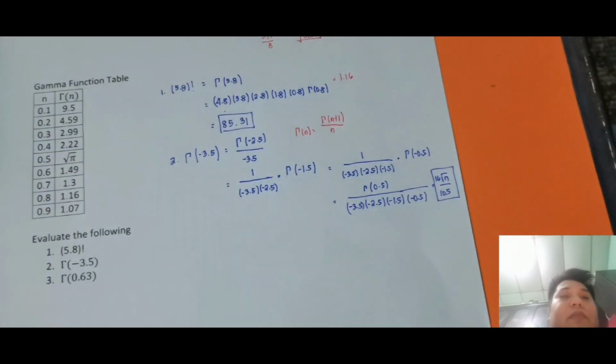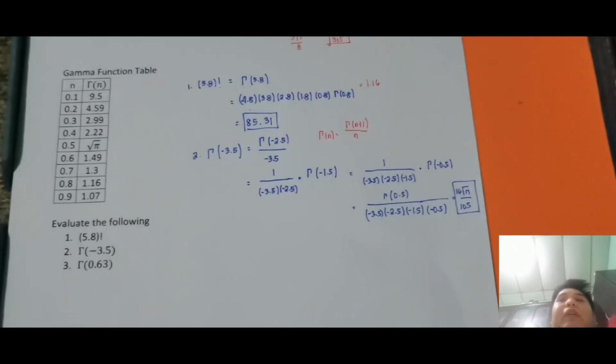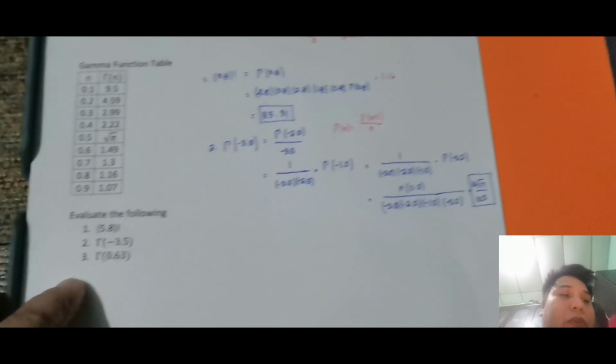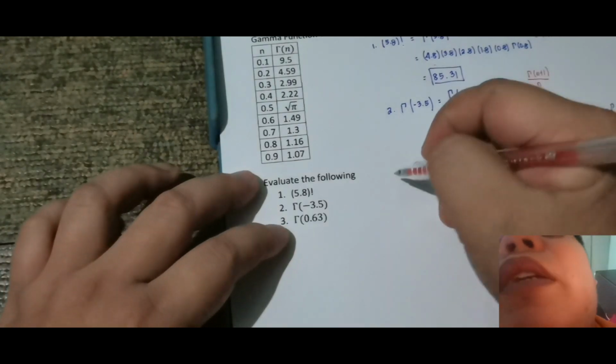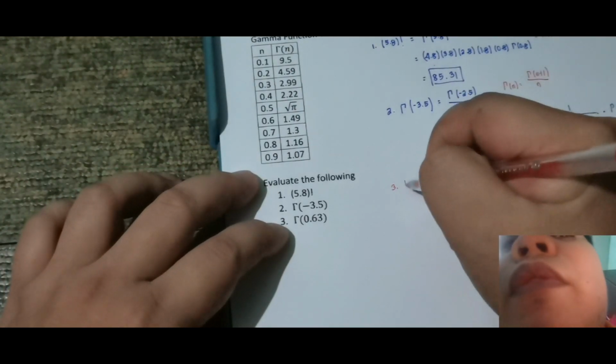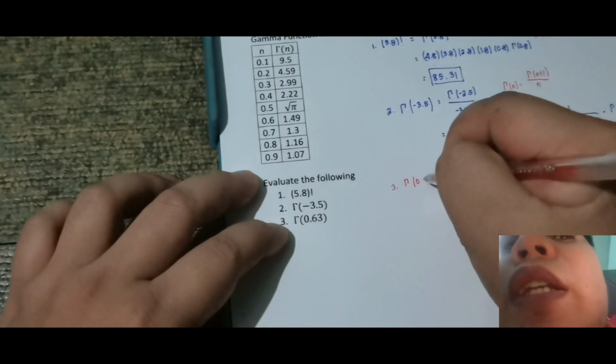Okay? So, that's it. Now, here is your next question. Sir, what if it has 2 decimals? What if 3 decimals? What if it has 4 decimal digits? And that's our last example. So, this is the gamma of 0.63. So, let's have this. I will make it red. Gamma of 0.63.